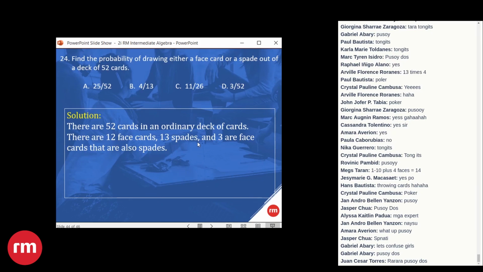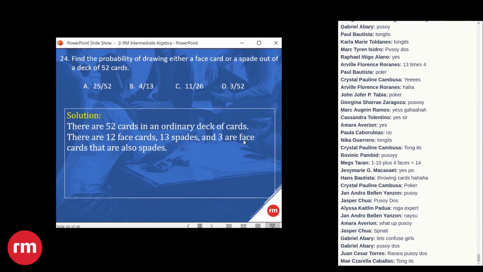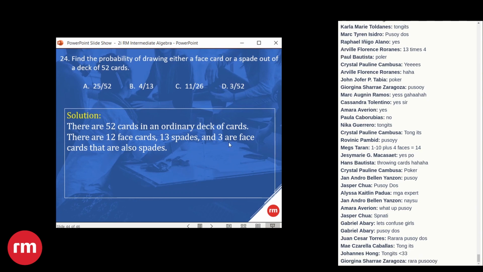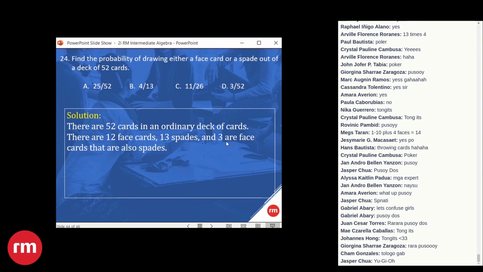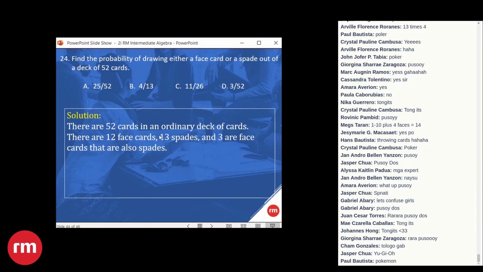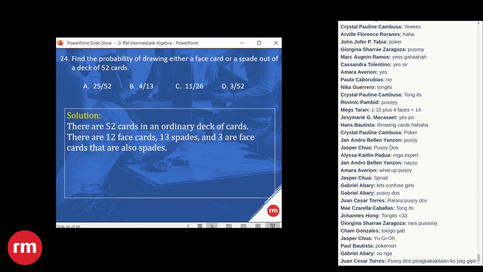Okay? And you have to see the combination. There are 3 face cards that are also spades. Why is this important? Because you cannot simply add 13 plus 12. You have to remove kung ano yung common sa kanila. Okay? So, the formula would be this way.